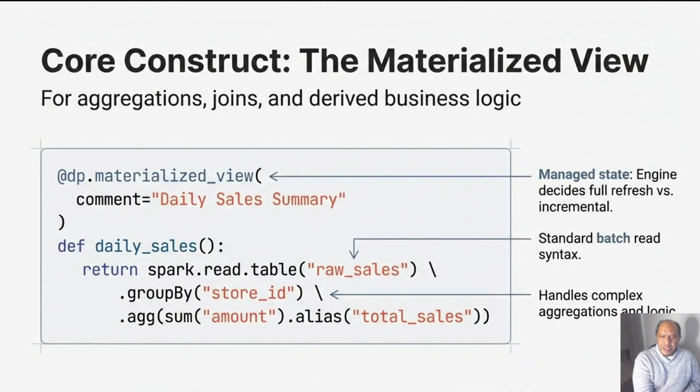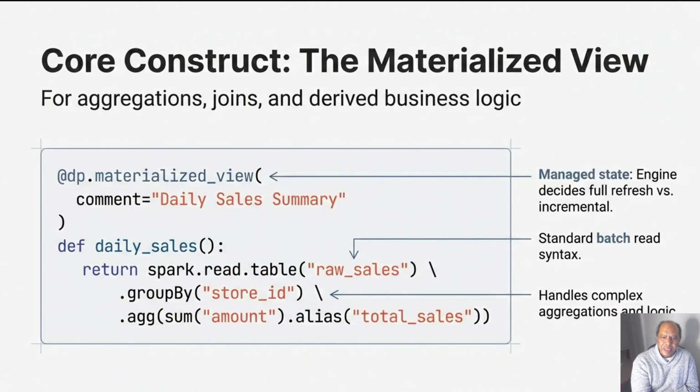Now, the function reads from our raw sales table using standard batch read syntax, which is spark.read.table. Then we apply business logic, grouping by store ID, and aggregating the sum of amounts as total sales. This is straightforward Spark data frame code that any data engineer would recognize. What makes this powerful are the three characteristics on the right.